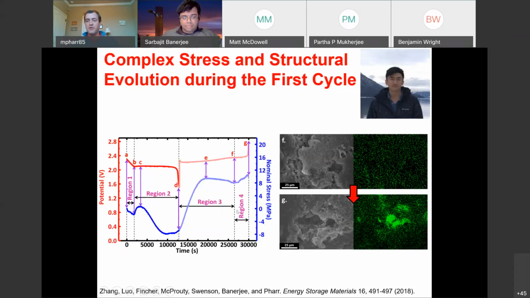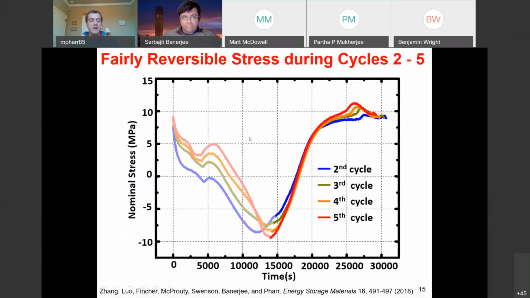It's not completely reversible. I'll use that term loosely here because we have these phase transformations, but we do have some residual stresses that are developing during one cycle here. However, during subsequent cycling, we see relatively reversible mechanics. So this is promising for long-term stability of these from a mechanical robustness perspective.